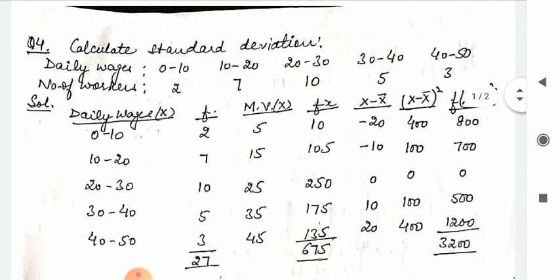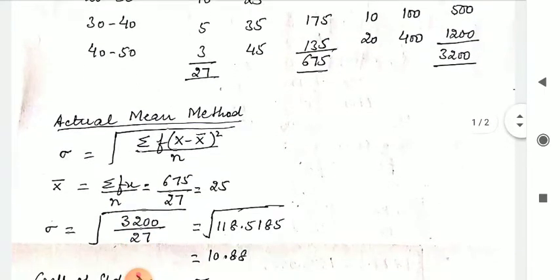So you will make a column f into x, that is f and x will be multiplied, like 2 into 5 is 10, 7 into 15 is 105 and so on. So we get the column of f into x, that is 10, 105, 250, 175, 135 and its total comes out to be 675. Now coming back to the formula of x bar, we will put the value of sigma f into x, that is 675 divided by n.